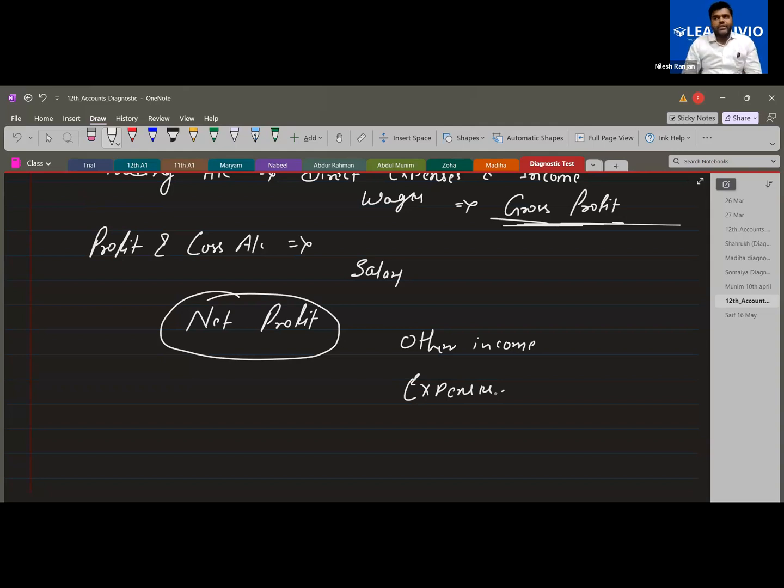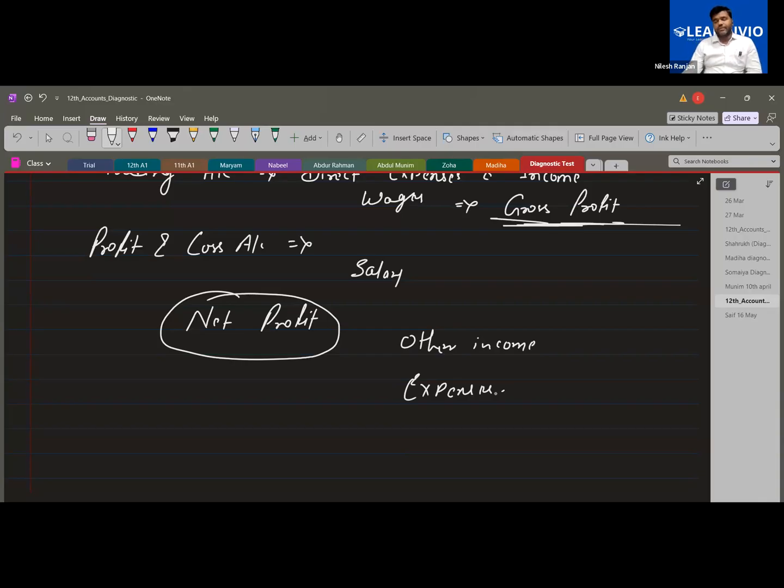So in trading account, we have written only direct income or direct expenses, but here in profit and loss account, we will write other income and other expenses. So all the other expenses like printing and stationery, audit fee, cleaning expenses, salary of employees, rent, electricity, telephone bill, or you can say depreciation. All these expenses are indirect expenses, so it will be written in profit and loss account. And all the direct expenses are written in trading account.